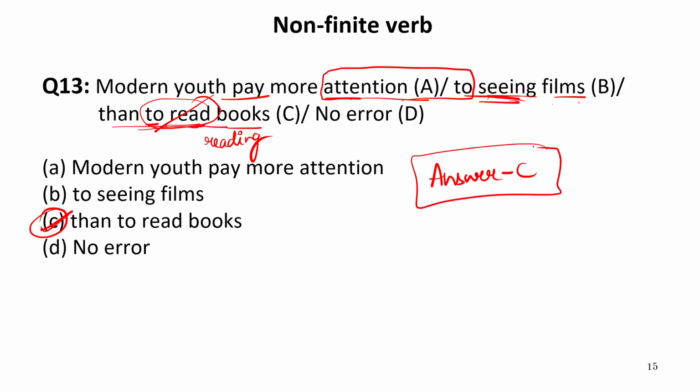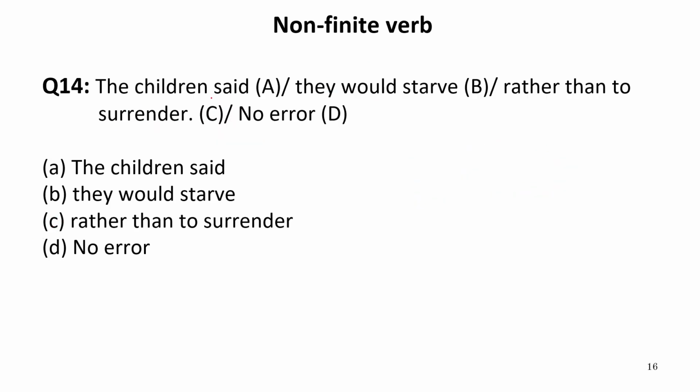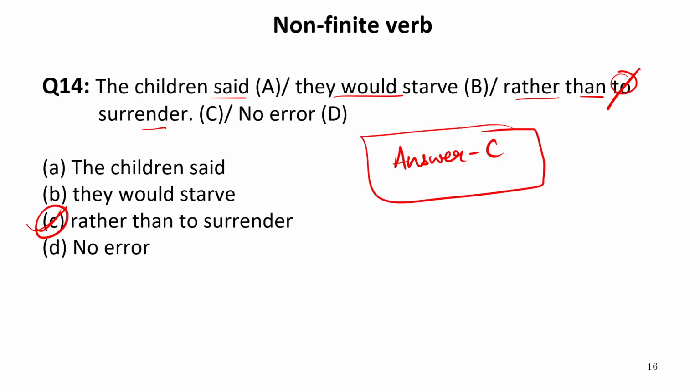Now let us move to the next one. The children said they would starve rather than to surrender. Again, they would starve rather than surrender. This preposition to is incorrect over here. We have rather than, we have better, had better. After that, we do not use to. In fact, we use only the first form of the verb. Therefore, the error is in part C. So our answer is C.